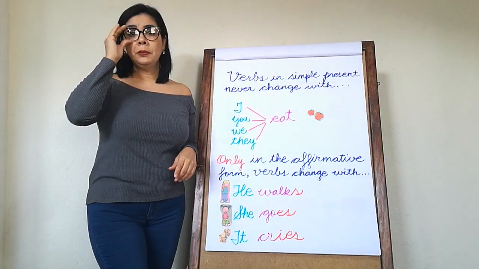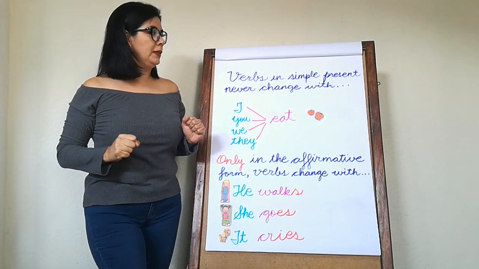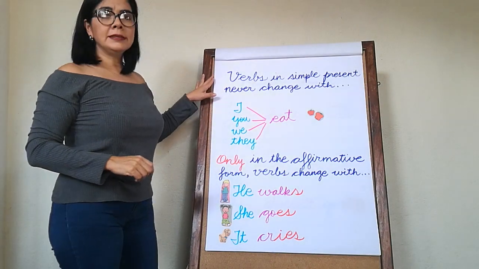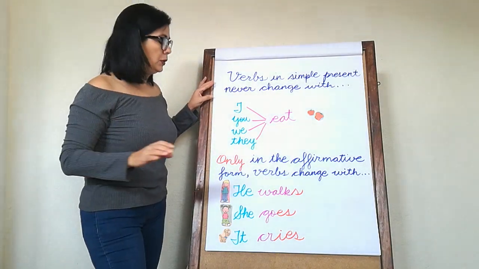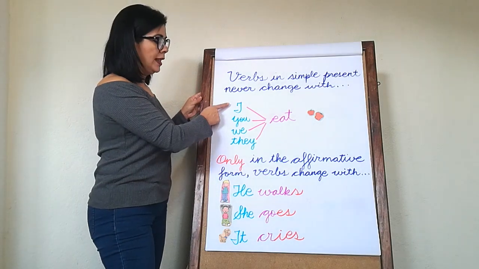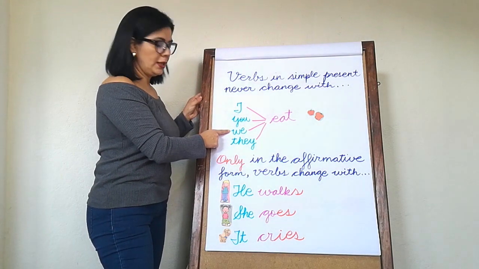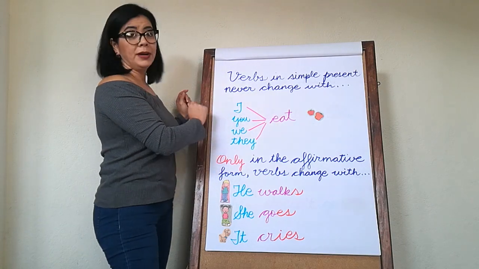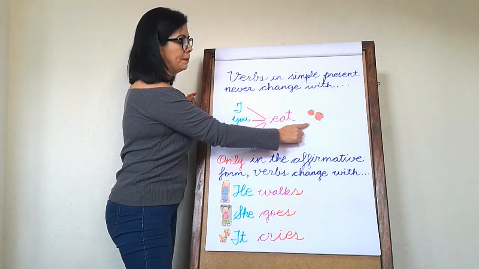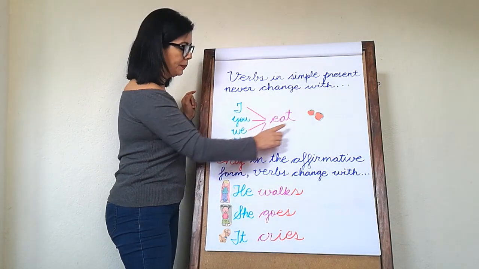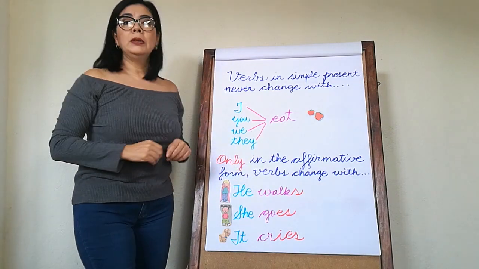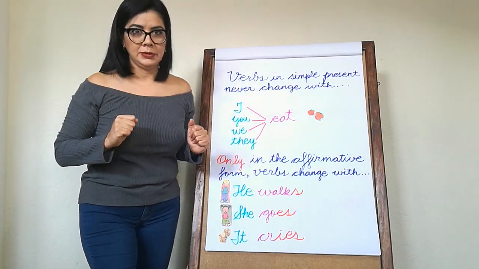Now, for the simple present, we need to use verbs. But look at this. Verbs in the simple present don't change when we're using I, you, we, or they. For example, I eat apples, we eat apples, and so on. But look at this. This is very important, okay?